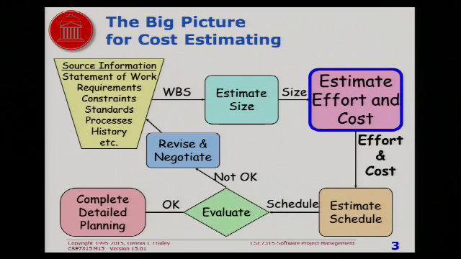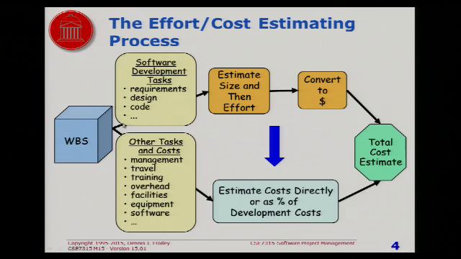This is what's inside that box. If we take this box here that has the blue boundary around it, it says estimate, effort, and cost. And if we look inside that box, here's what it looks like. You take the information about what you have to do, which is usually organized into your work breakdown structure, and you extract from that all of the tasks that happen to deal with actual software development, such as designing the code, writing the code, testing it. And then you estimate the size and then the effort. Now, we talked about estimating the size last week. Now we're going to talk about estimating the effort.